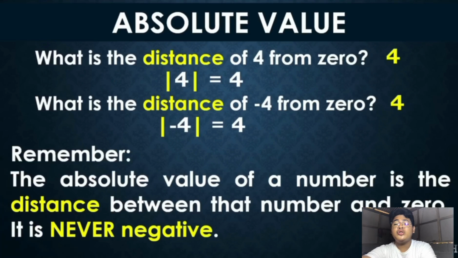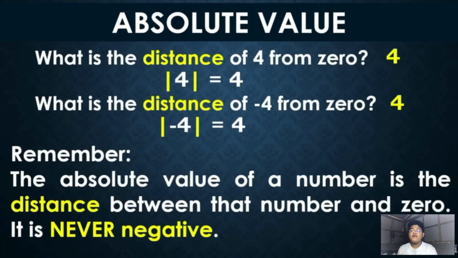So we are also using two bars. Have you noticed that the absolute value of negative 4 is equal to 4? Why is it a positive 4? If we get the absolute value, it is always positive. The absolute value of negative 4 is equal to 4. So the absolute value of negative 4 is positive 4. It will always be positive.